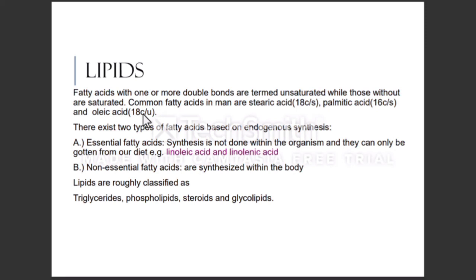The next group of fatty acids are the non-essential fatty acids, which are non-essential because our body already has the resources to synthesize them. Lipids can also be classified as triglycerides, which is very important and we are going to see it, as phospholipids, as steroids, and glycolipids. These are the 4 main important classifications of lipids which you should all know. Good.